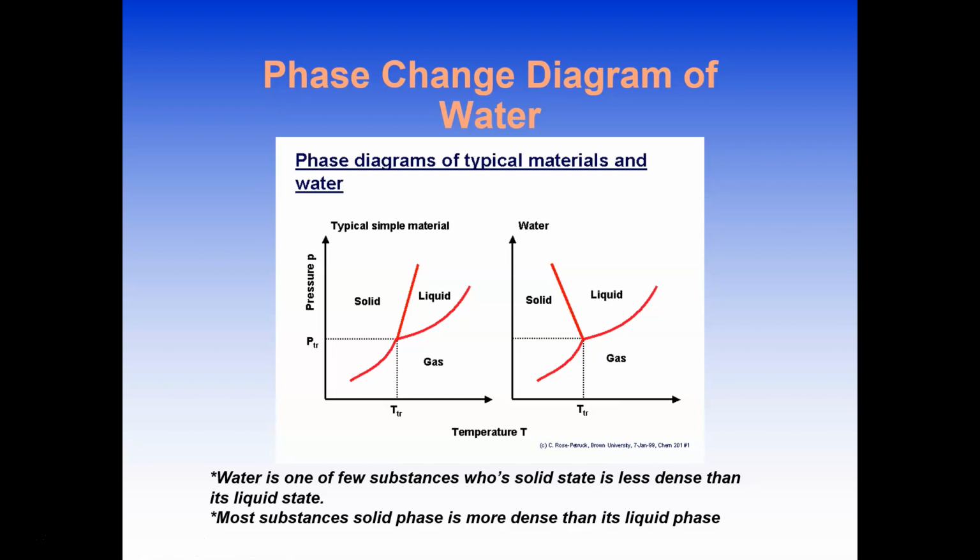So the phase change diagram of water looks a little different. You can see that its Y is much more spread open than the Y in a typical simple material. So water is one of the few substances whose solid state is less dense than its liquid state. Most substances' solid phase are more dense. The fact that water does that is actually one of the reasons our planet is able to exist the way it does. It's really cool. I recommend you look into it. But that difference causes the water's diagram to look differently.